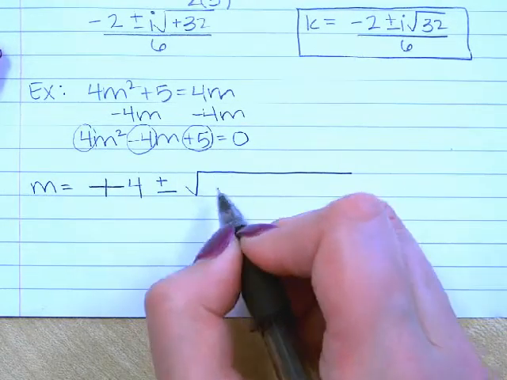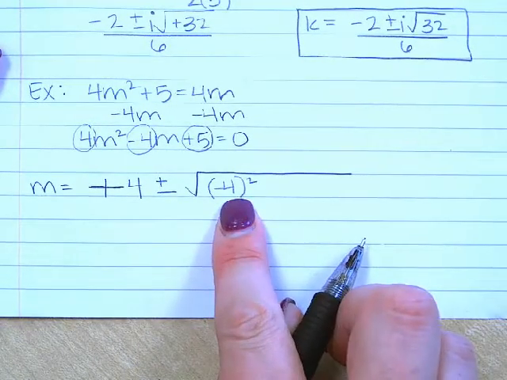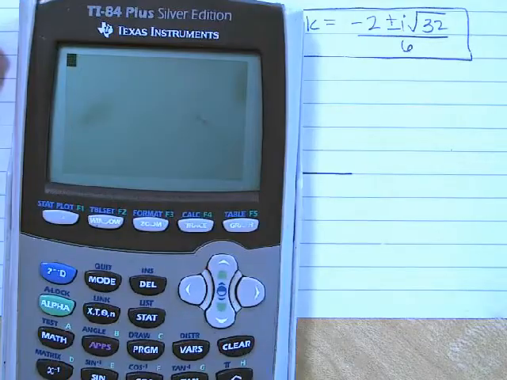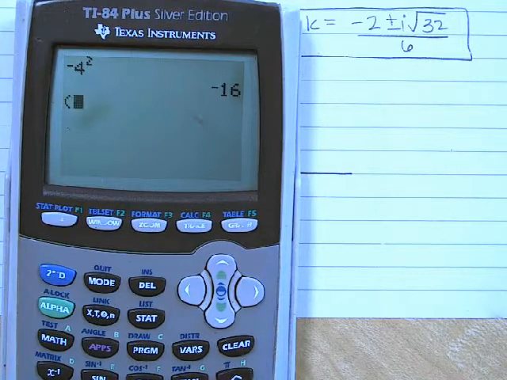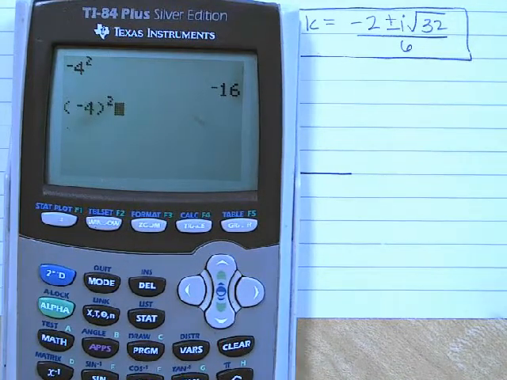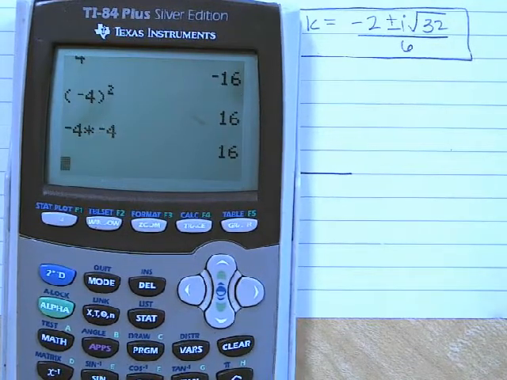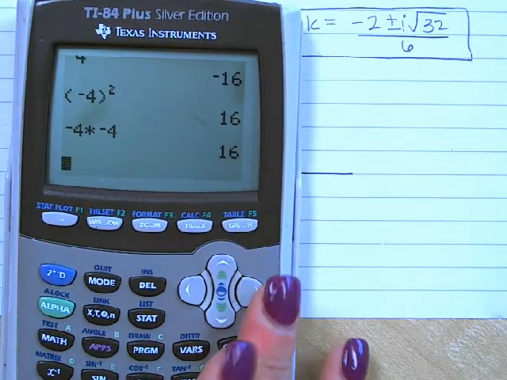I have to do b squared, which in this case is -4 squared. And so I have to put this in parentheses. If I do not put it in parentheses, I will get the wrong answer. So let me show you why. If I do -4 squared, my calculator is going to square the 4, but it's not going to square the negative. If I do negative 4 in parentheses squared, it's going to give me 16 like it should. So if you think about it, negative 4 squared is supposed to mean negative 4 times negative 4. And that answer should be 16, which is why when we do it, we have to put the parentheses there.